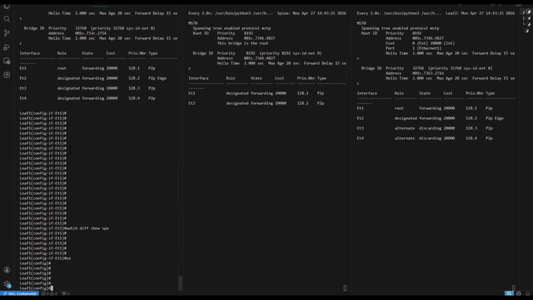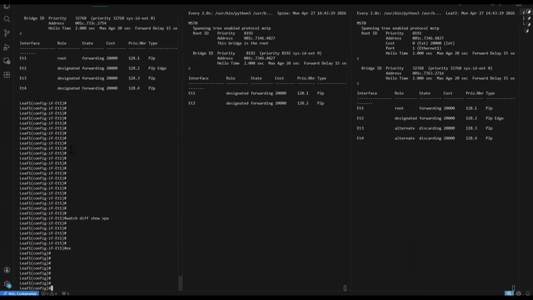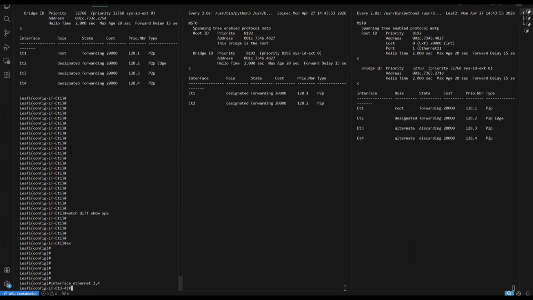Now I'm going to go to leaf 1. We'll be doing actually two test cases here. One is BPDU filter and loop guard. So we'll also see what BPDU filter does. As the name suggests, it will just filter BPDUs. So interface Ethernet 3 and 4, 3 and 4 is connected.